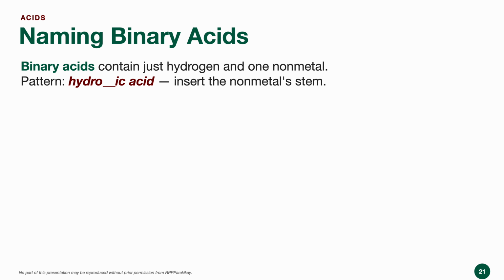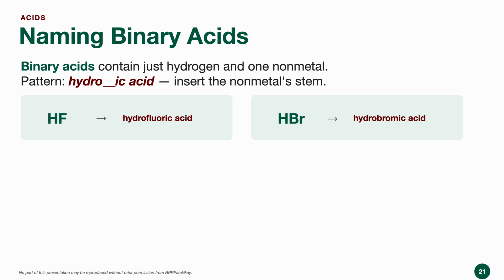Now let's move on to naming acids. Binary acids contain just hydrogen and one other nonmetal. The naming pattern is hydro plus the nonmetal's name plus ic acid. So if hydrogen is bonded with fluorine, that is HF, and the name is hydrofluoric acid. The same with HBr, it becomes hydrobromic acid.